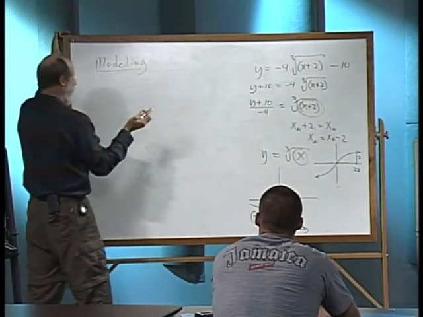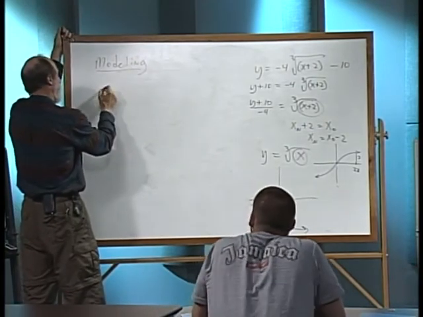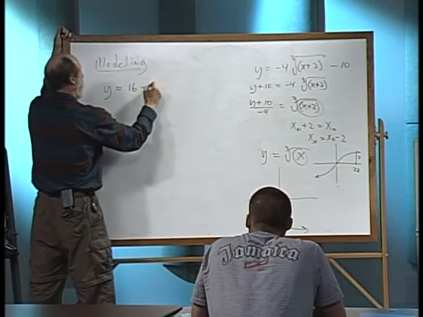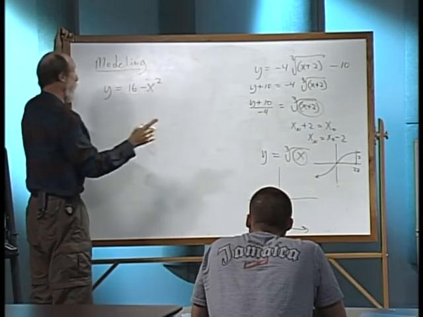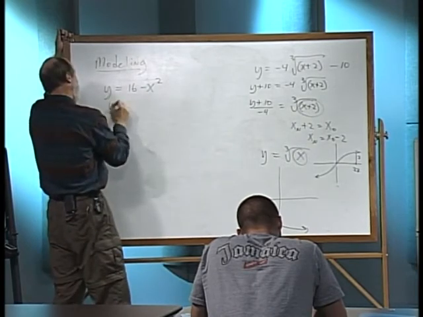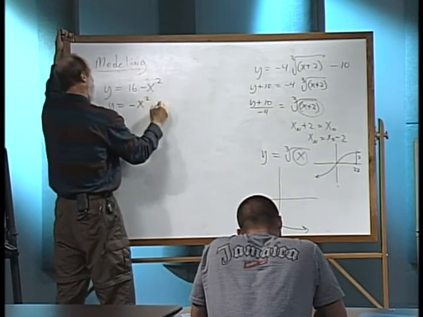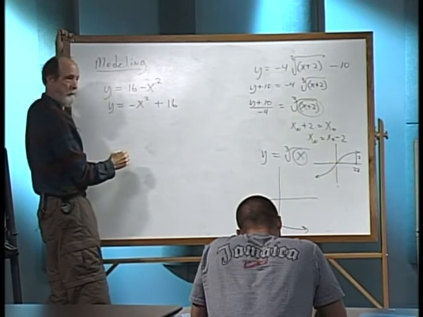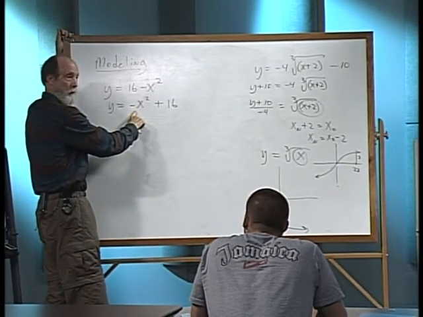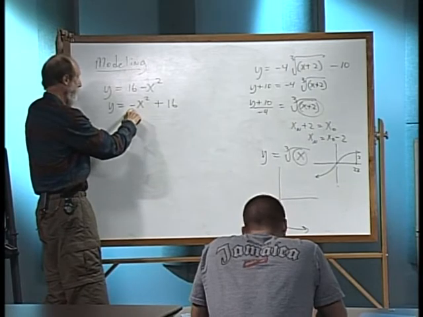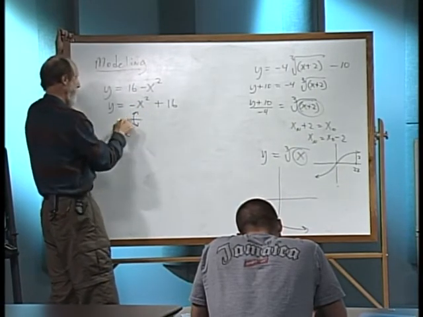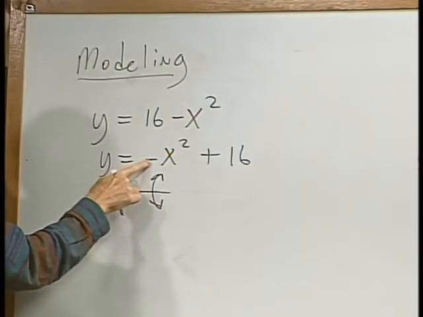Modeling. And so this is a simple example. We have a function given to us, y equals 16 minus x squared. Now what you should realize from our transform background is this is the equation minus x squared plus 16. What you should be able to see now, based on our past discussion, is that this is an upside down parabola, turned upside down because of the negative.